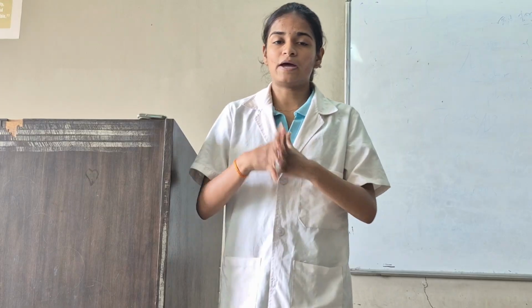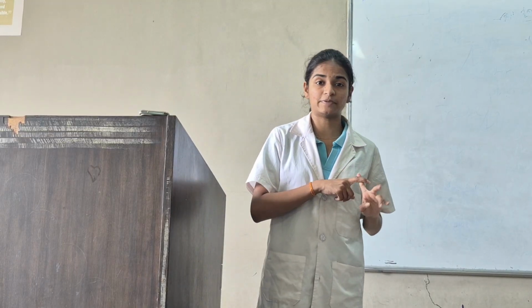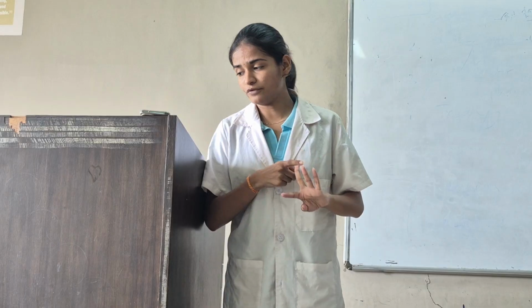The name bocavirus comes from its similarity to bovine, that is cow, and canine, that is dog, parvoviruses. The causative agent of human bocavirus is a small, non-enveloped, single-stranded DNA virus. Four types have been identified till now: HBOV1, mainly respiratory infection, and HBOV2, HBOV3, HBOV4, mainly GI tract infection.